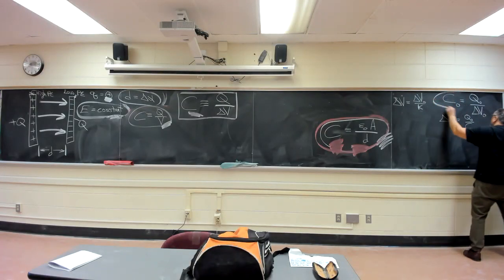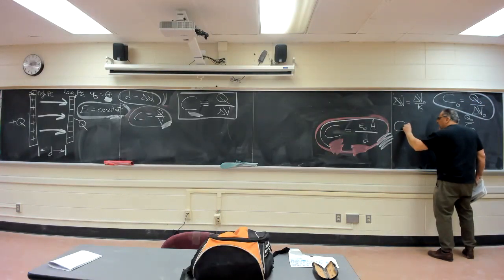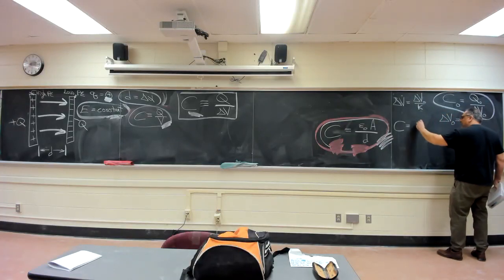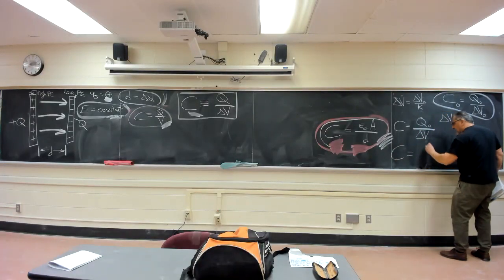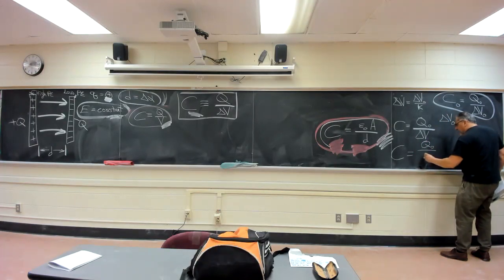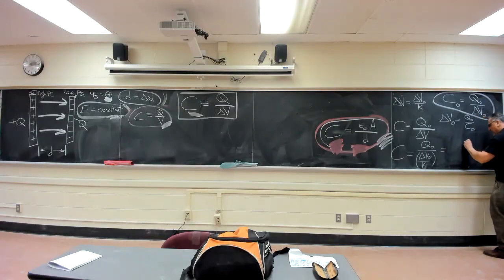you're not looking at this anymore. You're looking at a new capacitance, which is going to be equal to, well, Q0 didn't change, my friends. But the delta V is this guy. Q0 didn't change. The delta V is delta V0 over kappa, equals Q0 over delta V0 times kappa. Whoa.